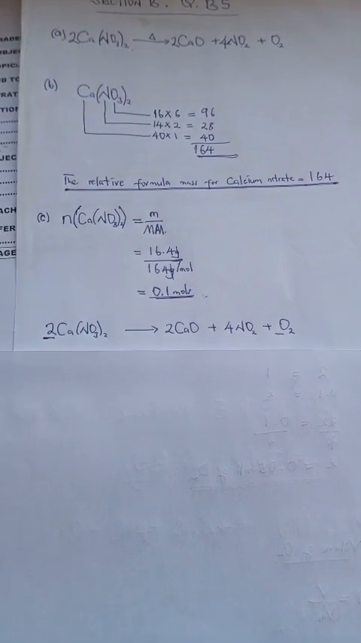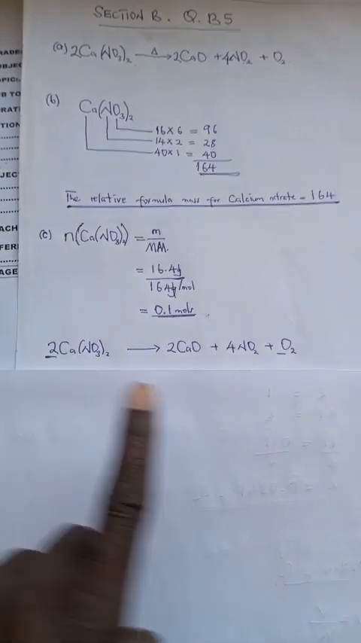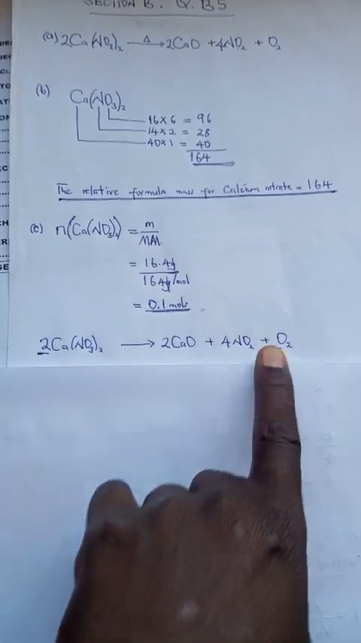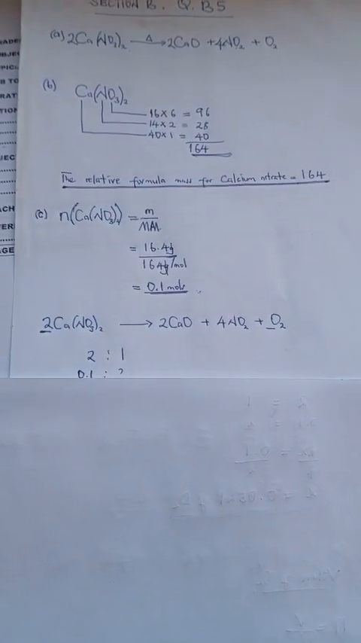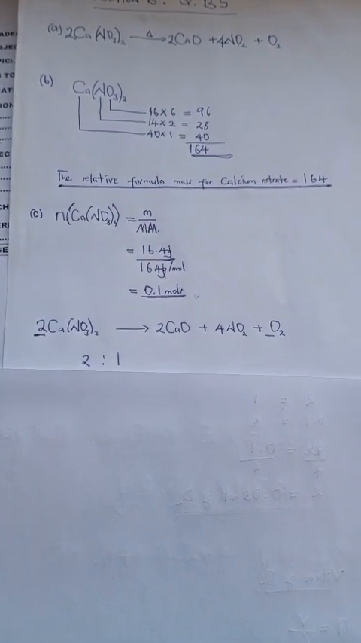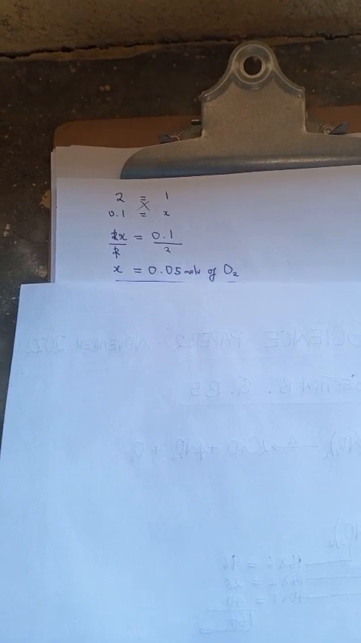Now we are going to use the equation to do the mole ratio. So we need to have our balanced equation, and we're going to consider this. Here we have 2, and on oxygen we have 1. Remember, there is a 1 here. So we're going to do the mole ratio. If on calcium nitrate we have 2 and on oxygen we have 1, then we have 0.1 moles of calcium nitrate. What is the number of moles of oxygen? So we proceed, and we will end up having 0.05 moles of oxygen.